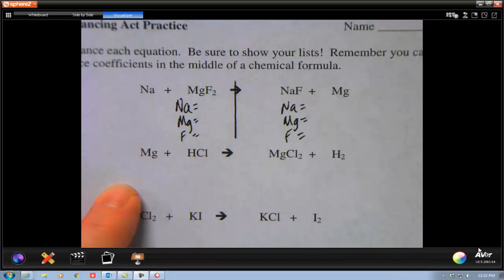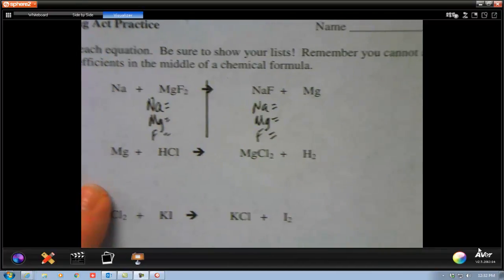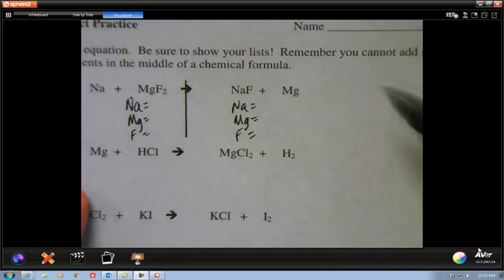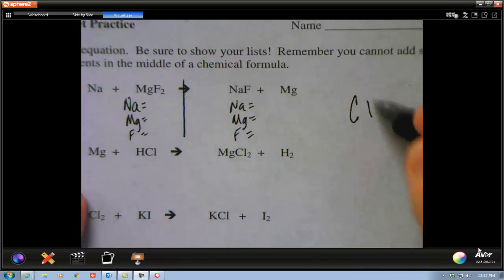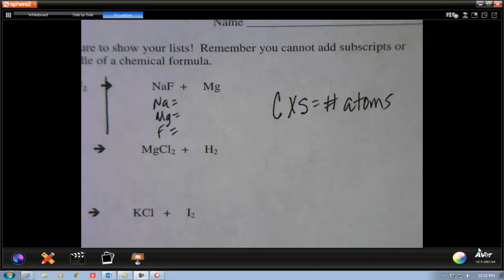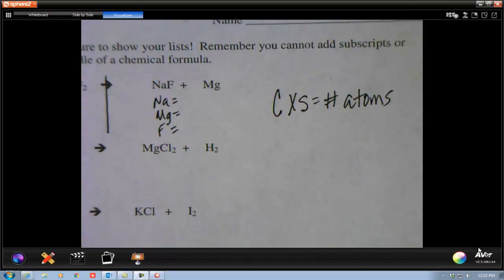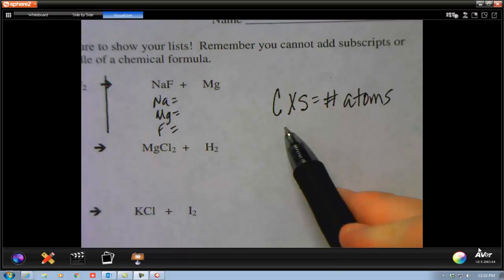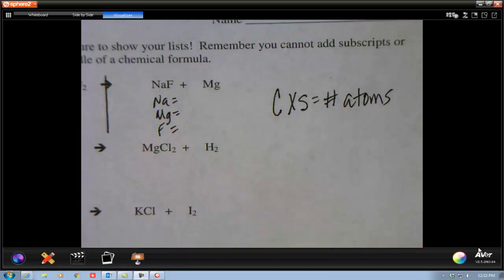Okay, so the first thing I'm going to do is count the number of atoms in each formula. Remember that in order to do that, we do the coefficient times the subscript equals the number of atoms. Sorry, that went off the screen. The coefficient times the subscript equals the number of atoms. And if there is no coefficient written or subscript written, we assume it is 1.